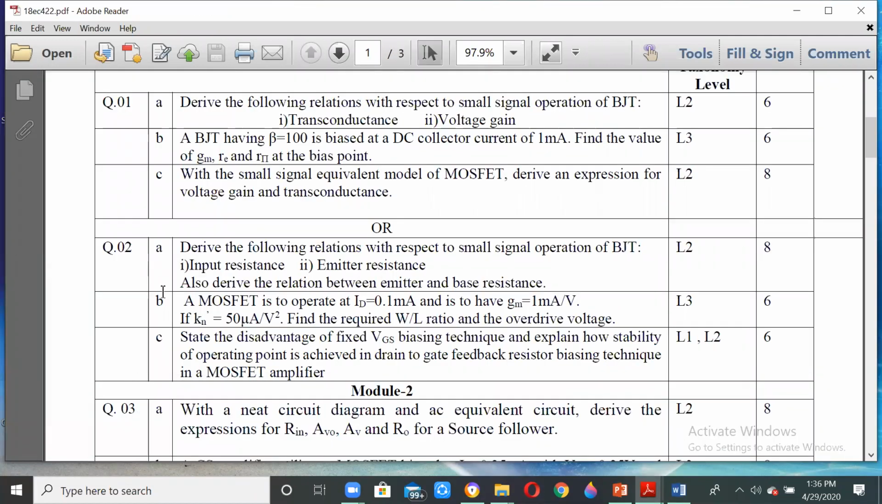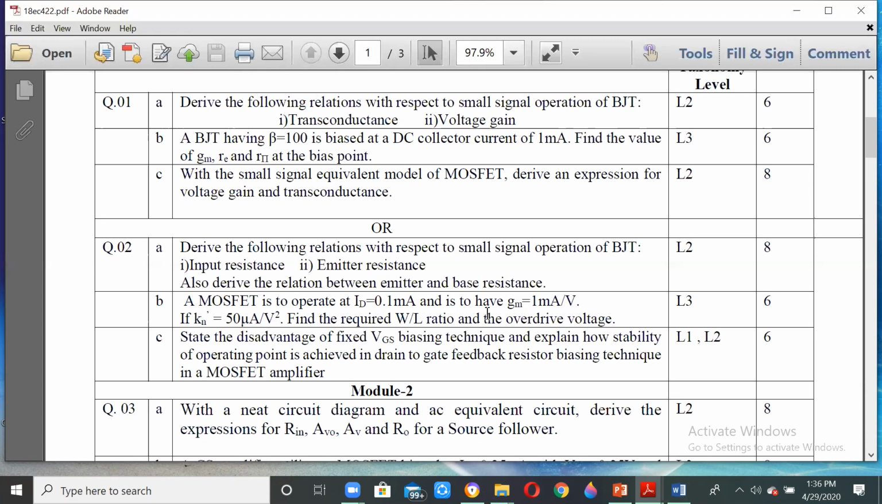Next, we have the NMOSFET to operate with ID equal to 0.1 milliampere, to have a gm of 1 milliampere per volt. Kn dash is 50 microampere per volt square. Find the required value of W by L and what drive voltage.